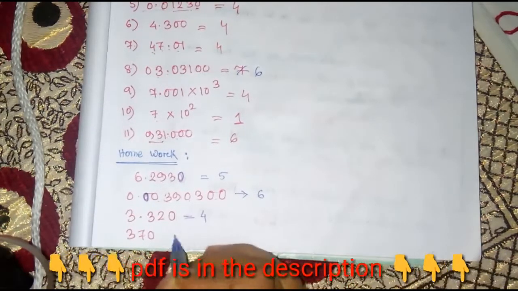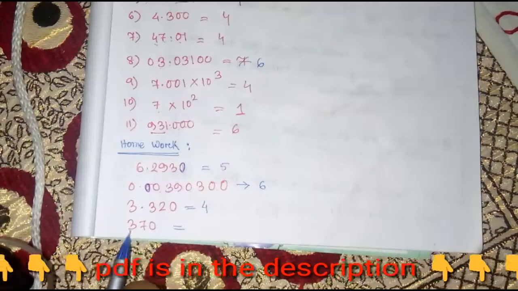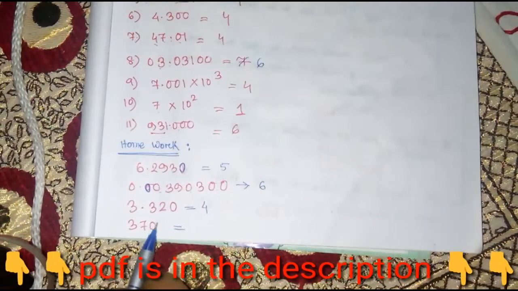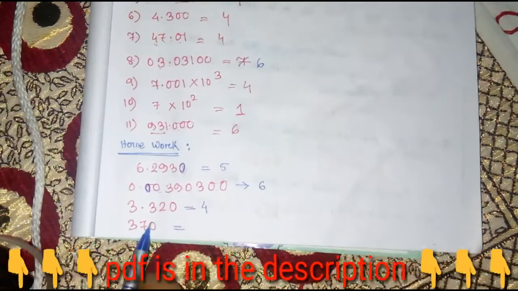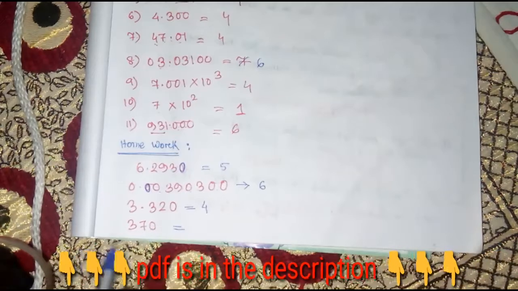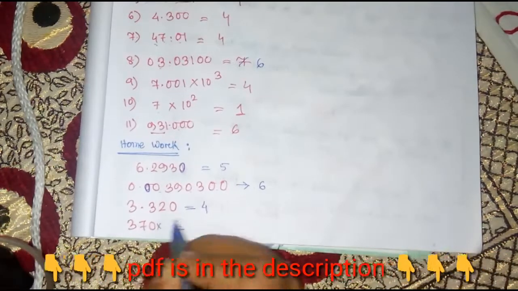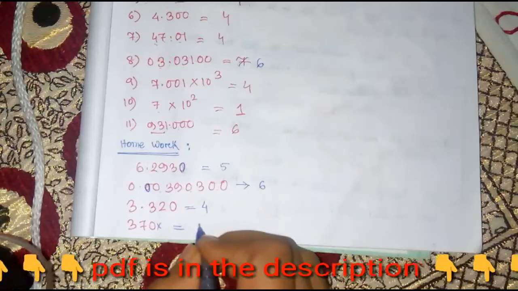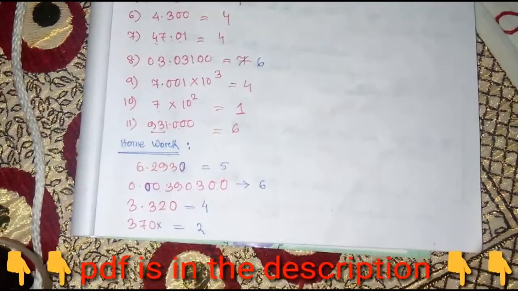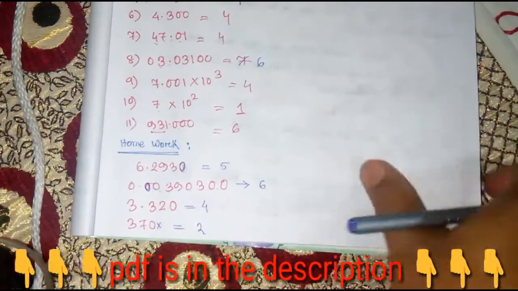Here it is 4, and here what will be the answer? See, this is a trailing 0, but here there is no decimal point, right? So this 0 will be insignificant, so here the number of significant digits is only 2. Okay, hope you understand. Let's see another example, another homework.